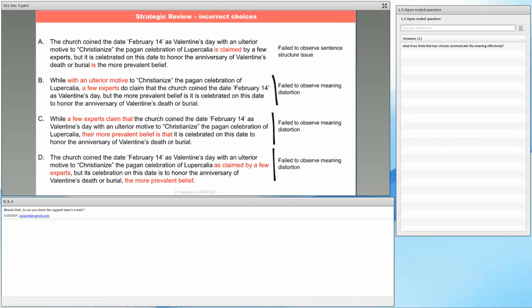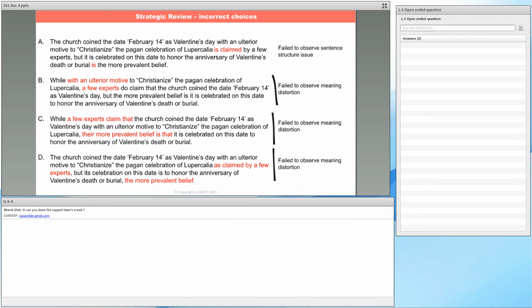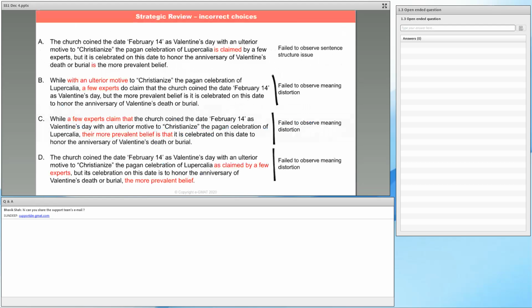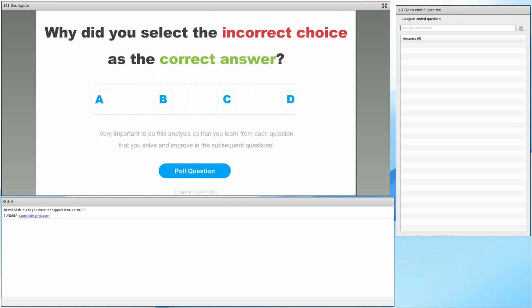What if we think that 2 choices communicate the meaning effectively? Then you need to figure out why you think that. Where is it that you lack that conceptual understanding? The question that you have to ask yourself is, will a grammar book teach you how to figure out the meaning differences over here that you learned in choice D? Will a grammar book ever teach you that?